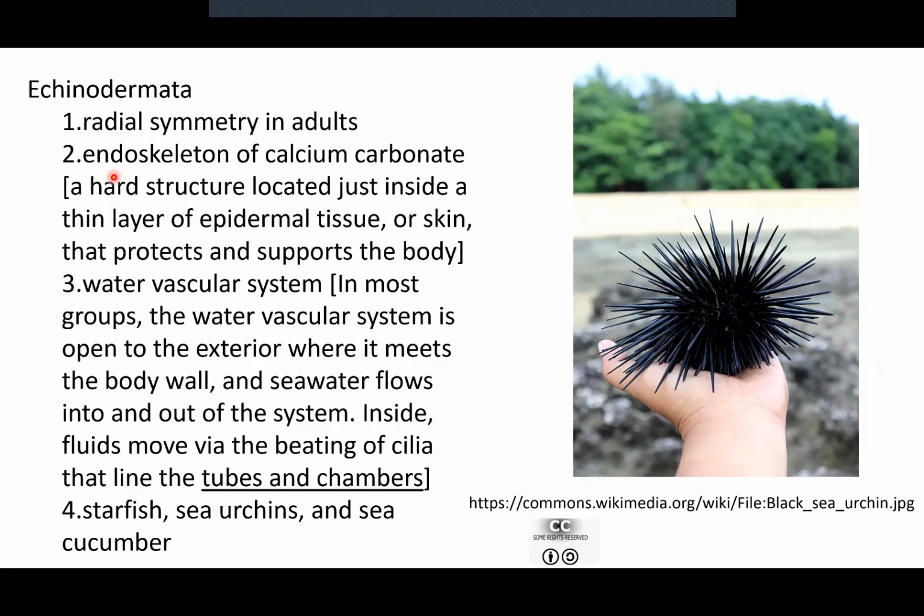Anyways, echinoderms have an endoskeleton of calcium carbonate. So now we are switching to an endoskeleton, meaning inside. This is a hard structure located just inside a thin layer of the epidermis, which protects and supports the body. Echinoderms have a water vascular system, so water can flow in and out of the system. Inside we can have cilia, which cause the fluids to move. And within the echinoderms, we have starfish, sea urchins, and sea cucumbers.